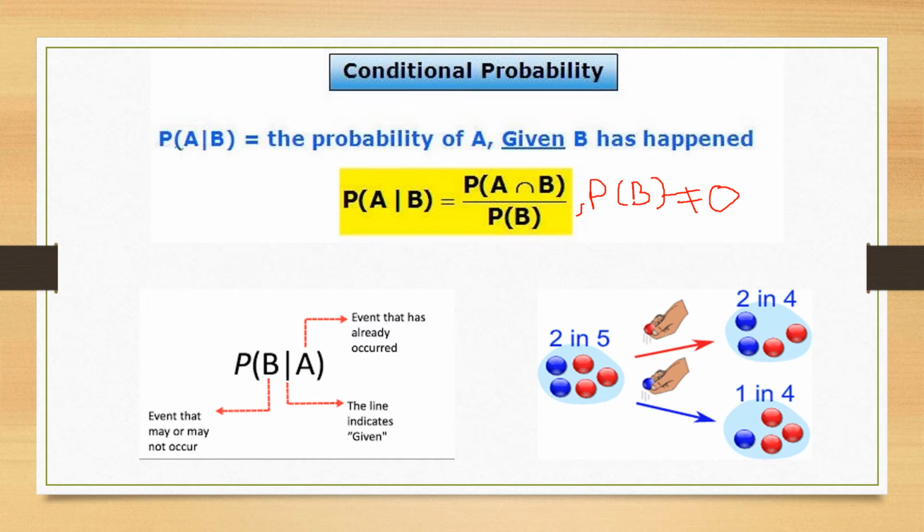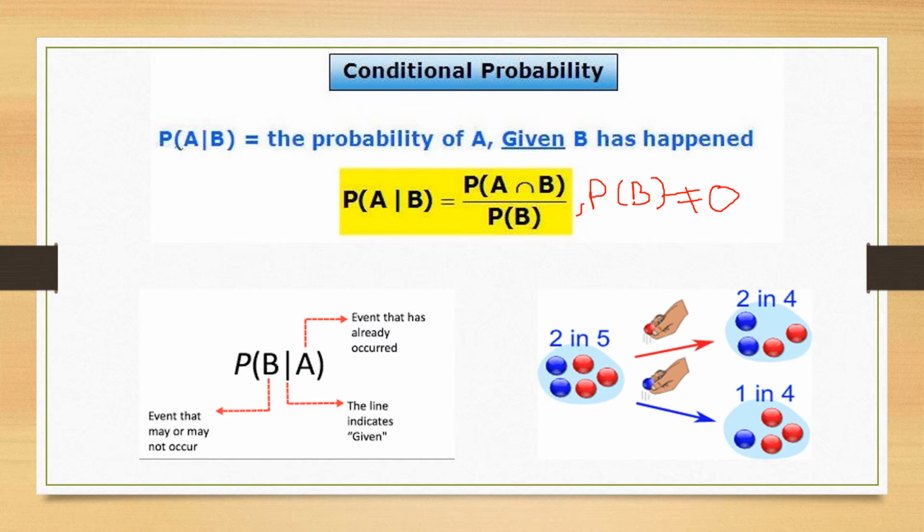This is called the case of without replacement, meaning I am not replacing it back. Now the chance of getting a blue ball out of this bag is 2 in 4. It is not 2 in 5. Similarly, if I remove a blue ball out of it, the blue balls will also be reduced. Now the probability of getting a blue ball is 1 by 4.